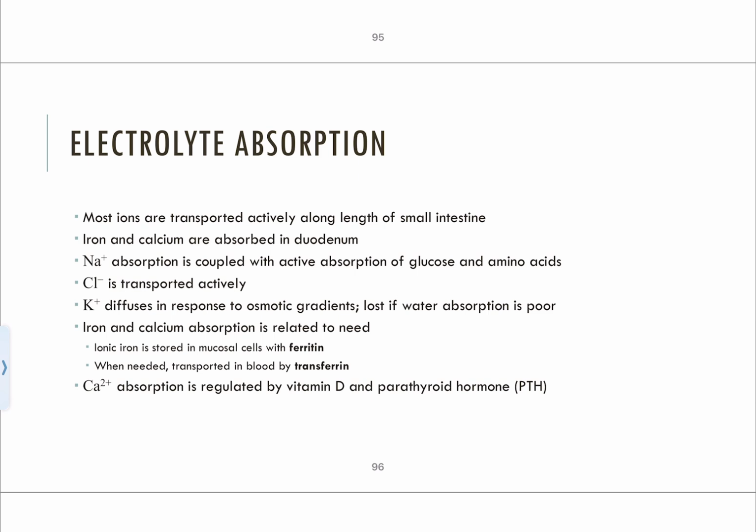Electrolyte absorption. Most ions are transported actively along the length of the small intestine. Actively just means requiring ATP or energy. Iron and calcium are going to be absorbed in the duodenum. You have to have vitamin D in order to absorb calcium. We also have sodium absorption. That's going to be coupled with the absorption of our monosaccharides and amino acids. We saw that previously when we were talking about protein monomers and carbohydrate monomers. Both of those had to be absorbed as co-transport with sodium.